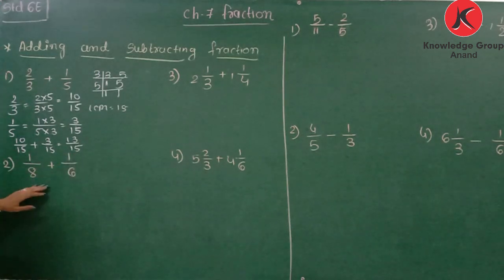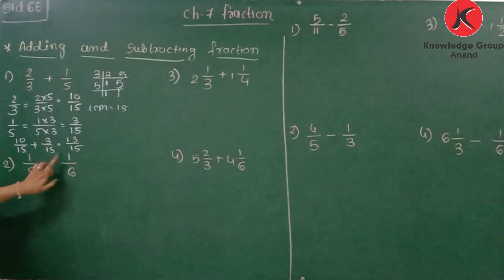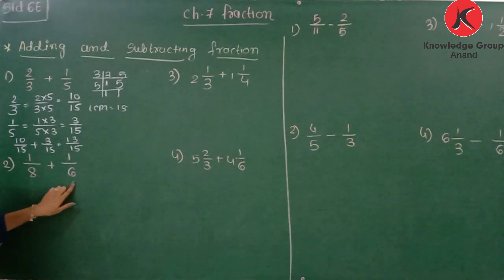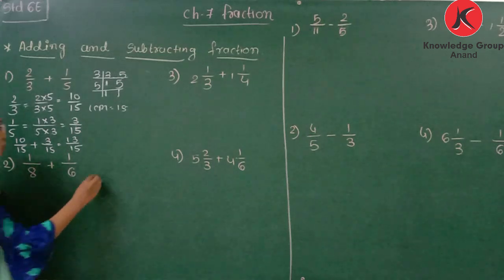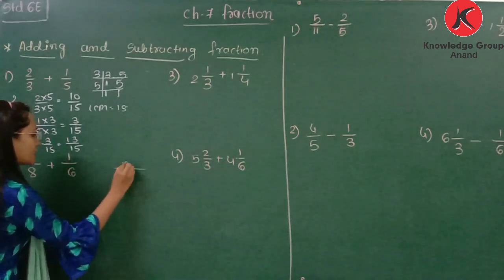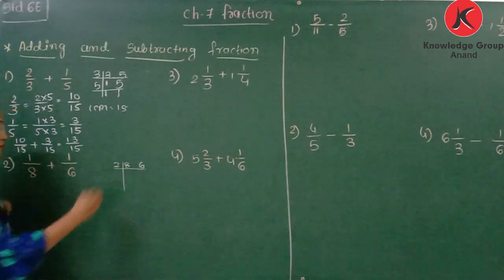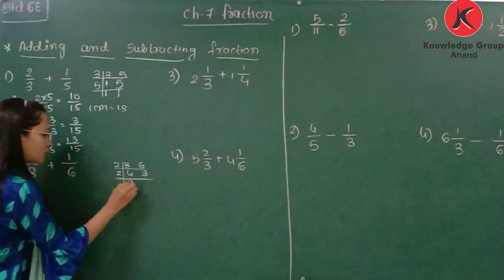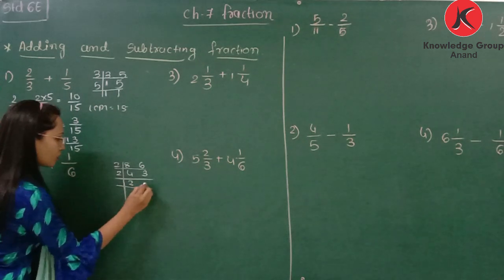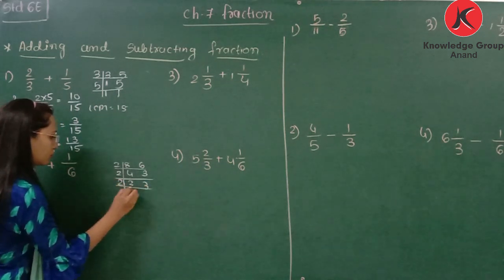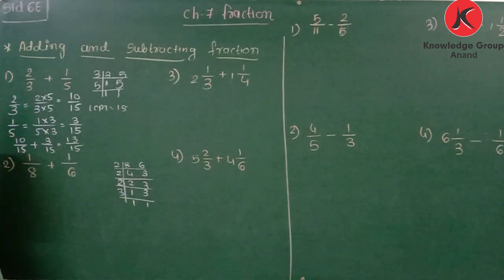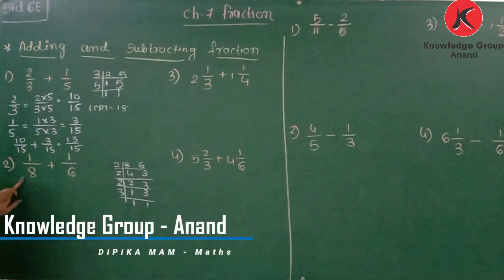Clear? Now next, 1 by 8 plus 1 by 6. Again, take the LCM of 8 and 6 to make the denominator the same. Let's take the LCM of 8 and 6. First of all, we start with 2. Then again with 2. Then 1, 3. So here the LCM will be 24. Now we need to make the denominator equal to 24.